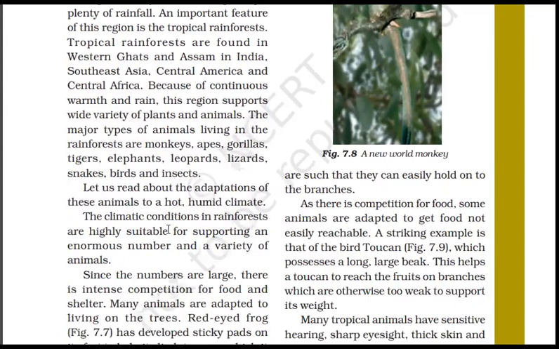So when you talk about adaptation, I can say that the animals which live in tropical areas have adapted to a hot and humid climate, as compared to the animals which live in polar areas. So what do you think? Should they have a thick layer of fat beneath their skin? Tell me. Yes, very good.